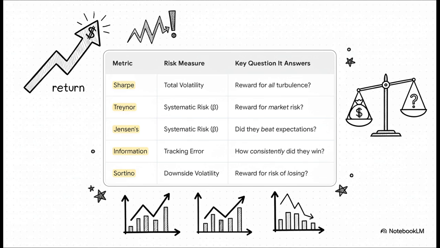Are you worried about total turbulence? Use Sharpe. Are you worried about the market risk you just can't avoid? Use Treynor. Want to know if your manager is a genuine stock-picking genius? Use Jensen's. Is consistency the most important thing? Information ratio. And if you just absolutely hate losing money, Sortino's your answer.